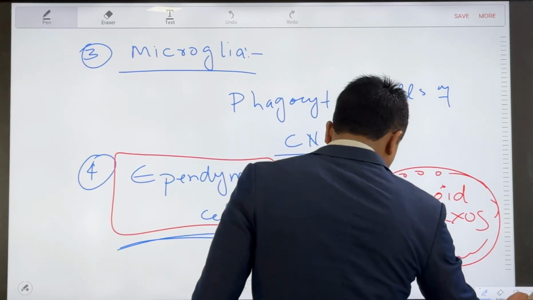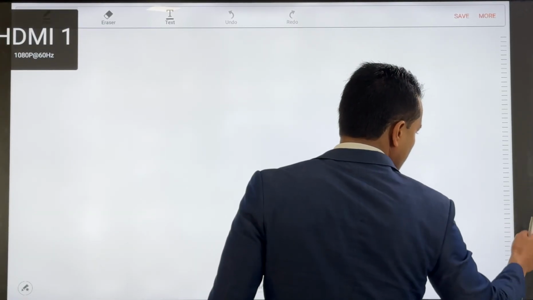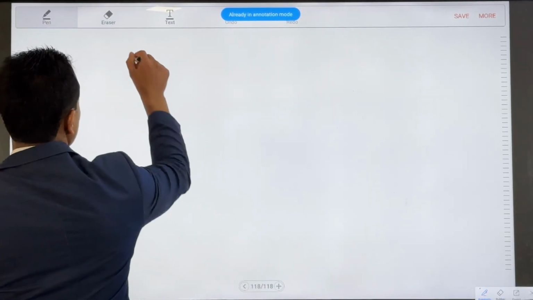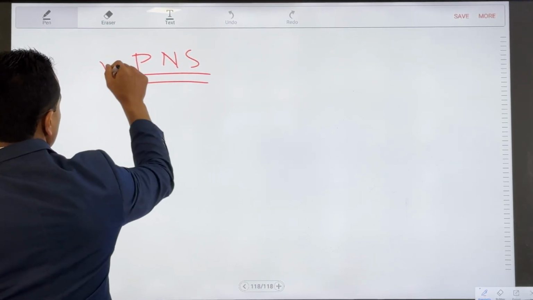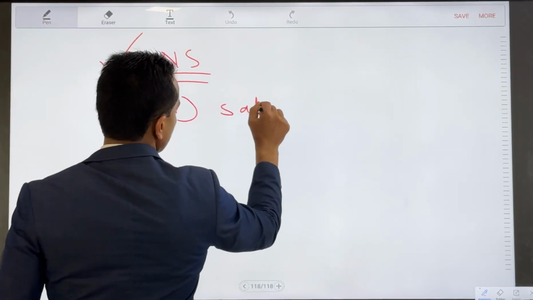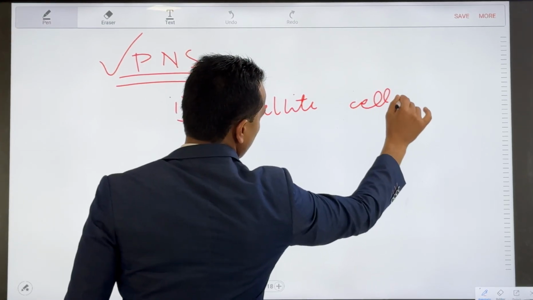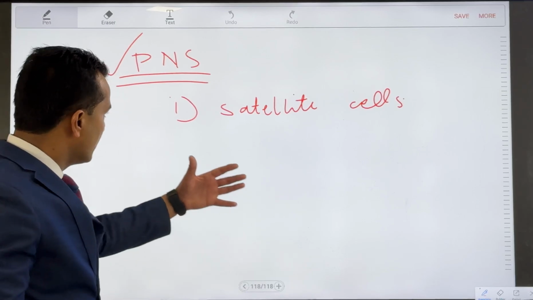Next, what are the other types of cells? We have cells in the peripheral nervous system, the PNS. What are the glial cells of the peripheral nervous system? Number one, satellite cells, which surround the cell bodies of the neurons in the ganglia.